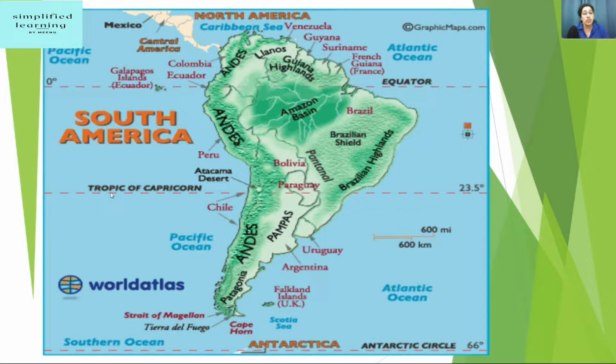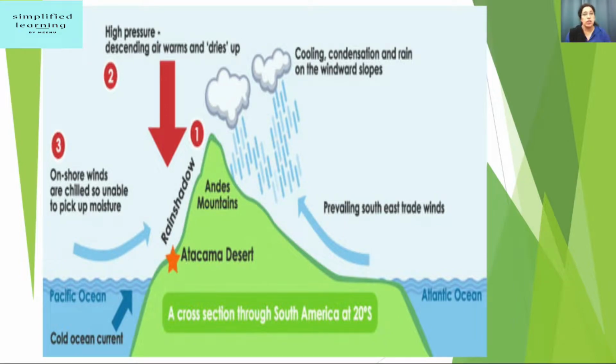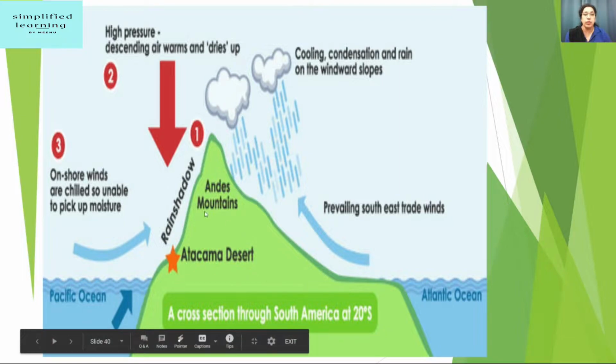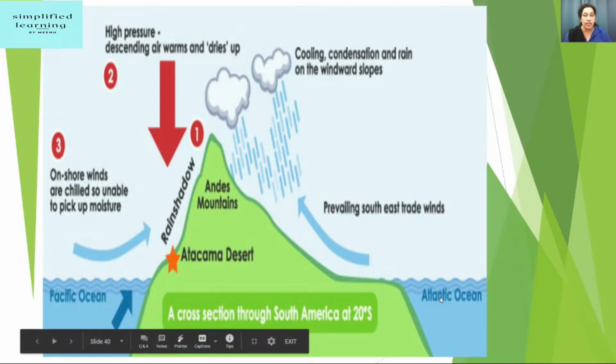Yes? Now let's try to understand why this area is a desert area. The Atacama Desert is the driest desert in the world. Let's try to understand why it is so. Yes? So look at the figure and try to understand why Atacama Desert is the driest desert. Yes, so we can see here the location of Atacama Desert. Yes, and these are the Andes Mountains. On the east we have Atlantic Ocean and on the west we have Pacific Ocean.